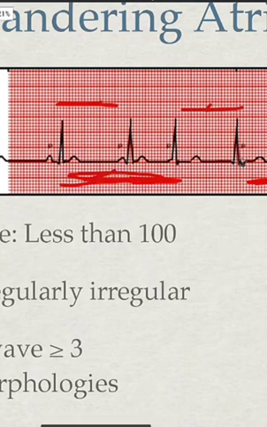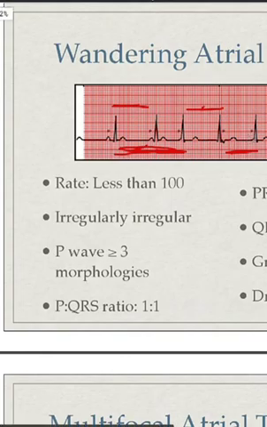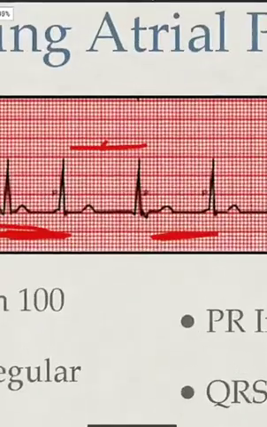PR interval is going to vary. Like here, you can see PR interval is variable. Then QRS complex width is normal, grouping is none, and there is no dropped beat. Understood?